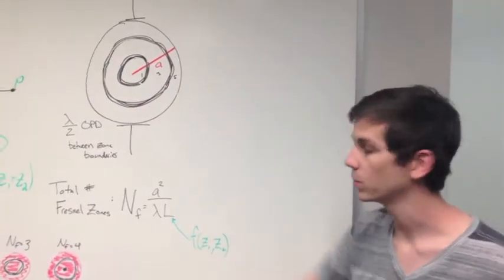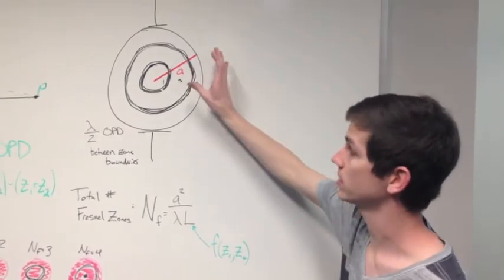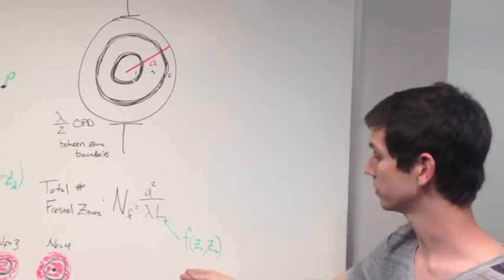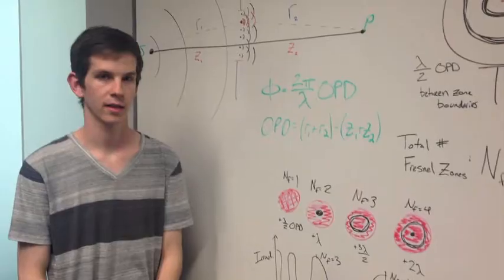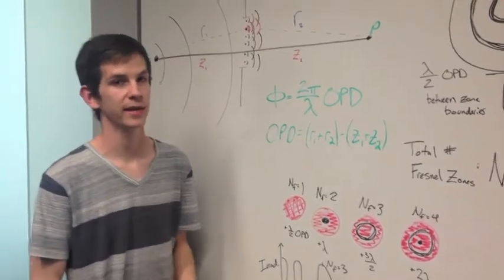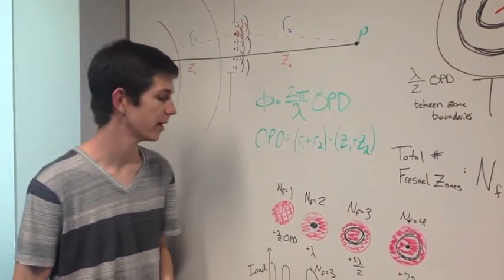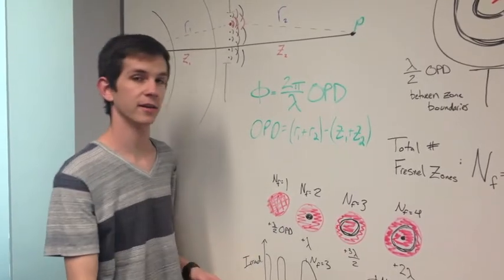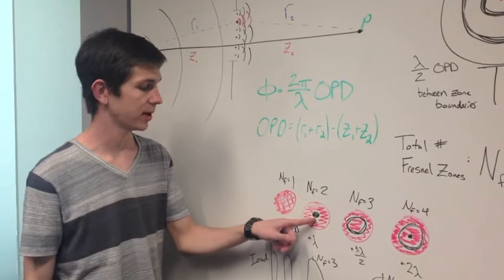We can represent the total number of Fresnel zones within our diffraction pattern based on the size of our aperture, the wavelength being used, and L, which is a function of source position and observation plane. Because Fresnel zones are separated by a half wavelength OPD, we know that each subsequent Fresnel zone will destructively interfere with the first one. For example, when we have two Fresnel zones present, the second interferes with the first one, causing destructive interference and a dark spot at the center.